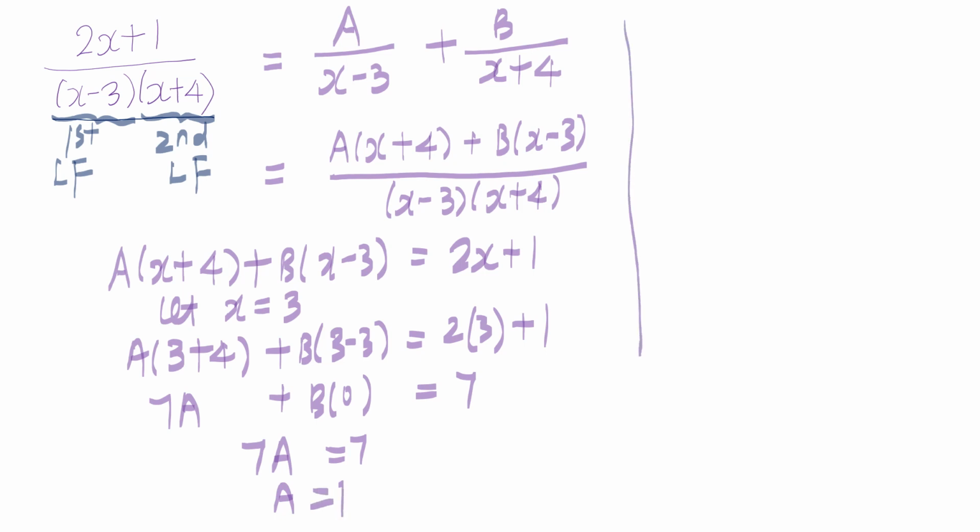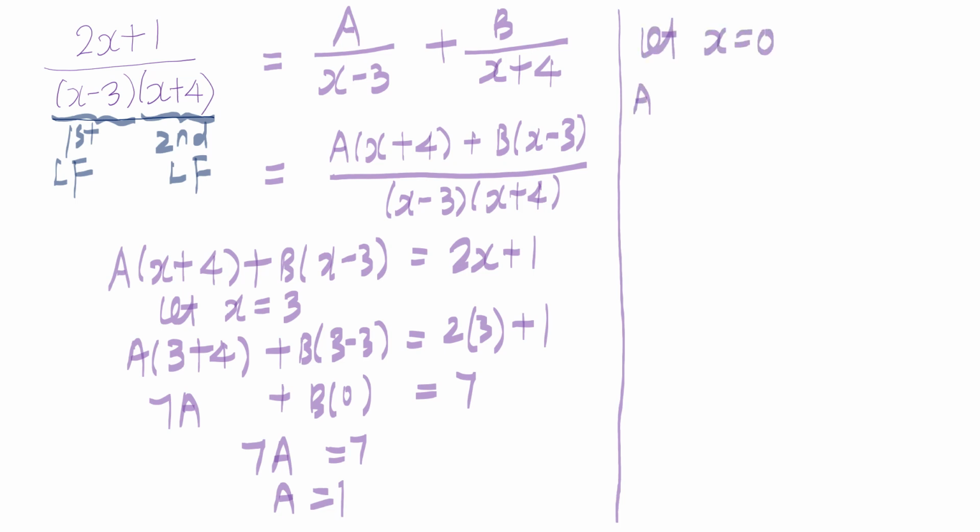Right, so we have found constant a, so we need to find the constant b. You can let x be any number except x equals 3 to find your constant b. So I'm going to let x equal 0. So I will have a, you already found a to be 1. So you can substitute a to be 1, x to be 0, plus 4, plus b, 0 minus 3, equals 2 bracket 0 plus 1.